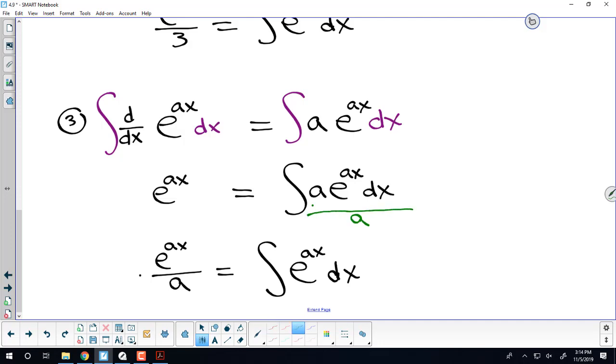Is there a reason why you do that? Yeah, because we're usually looking at the antiderivative of a function. It's a more general form. But that is the antiderivative of e to the ax. Yes, correct. The antiderivative of e to the ax is e to the ax over a.